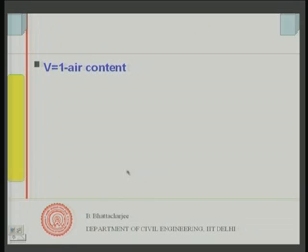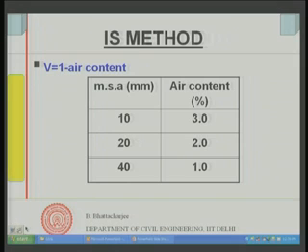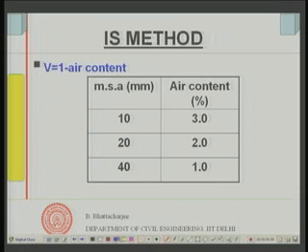Now, volume of air has been already given in the code. For example, for MSA equals to 10, the volume of air content is given as 3%, because the packing finally depends upon what is the best packing you can attain. Now, larger the aggregate size MSA, you can attain much better packing. So, finally 3% after compaction, its approximate air content assumed is 3%, for 20 is assumed as 2%, for 40 is assumed as 1%.